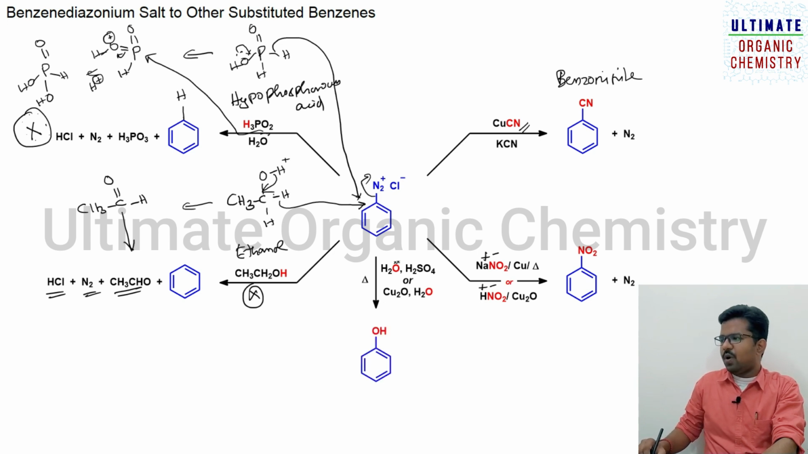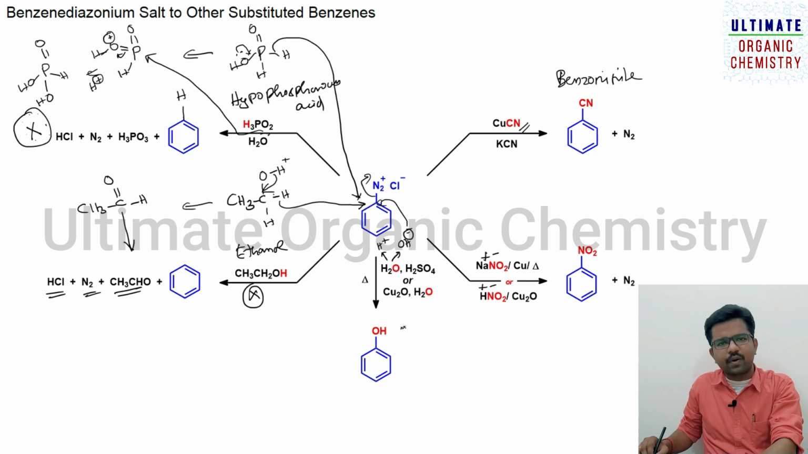Instead of water, you can also have another option, that is copper oxide along with water. This also will form phenol. We know that water will split as H plus and OH minus. So the negative part will attack here, and it will lead to the formation of phenol as a product. This is one of the important reactions also.